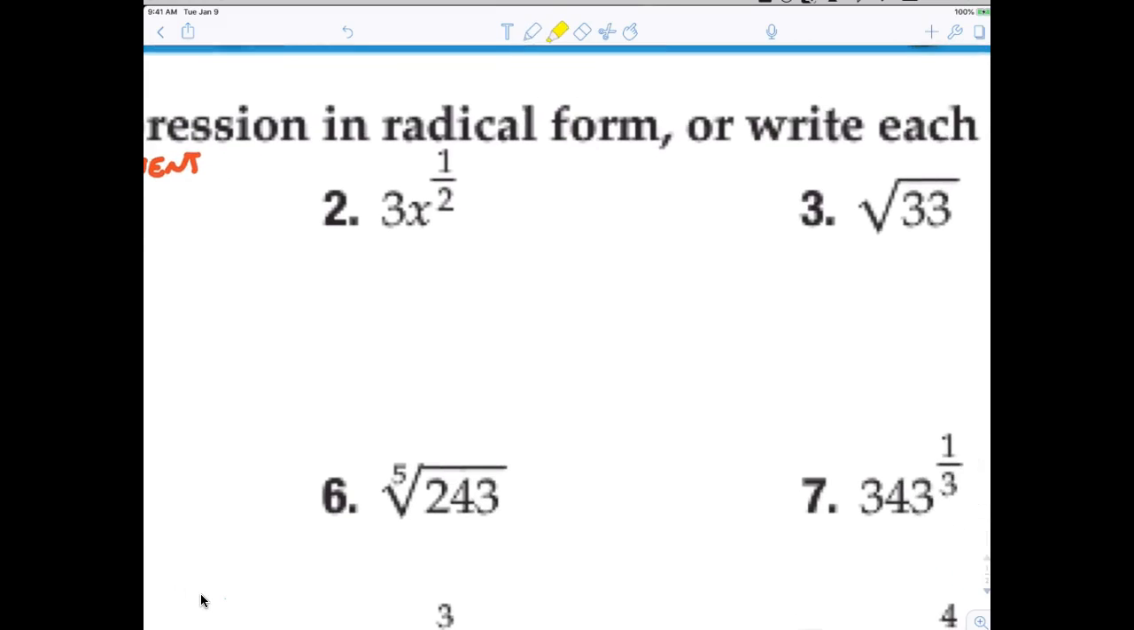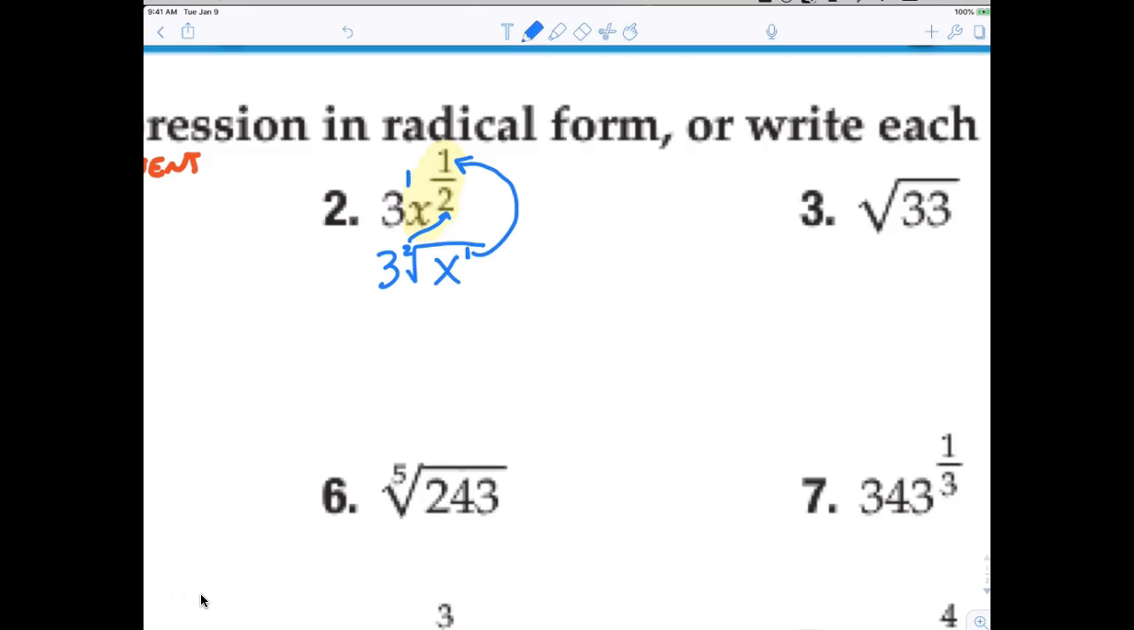Now, on question number 2, I need you to highlight or just make sure you're aware, the only thing that is to the 1/2 power is what? X. That is correct. Because 3 has its own power, and that's a what? That's a 1. So the correct answer for number 2 would just simply be 3 radical x. Now again, if you want, just to make sure you're hearing me, the 1 is that, and the 2 is that. All right?